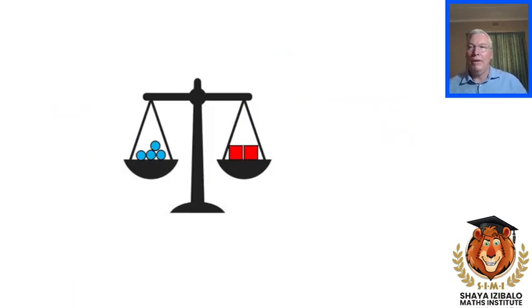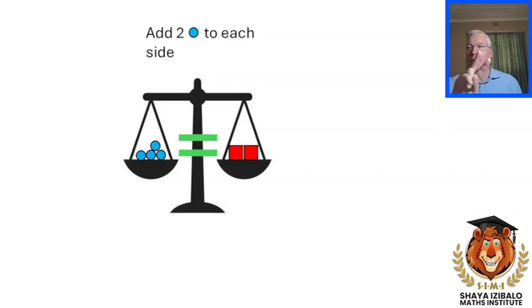Okay, I want us to think about an equation as a kind of a set of scales, all right? So those scales at the moment are balanced, all right? And that's like an equal sign. So 4 little green balls is the same as 2 red boxes, okay? Now, if we were to, let's say, add 2 balls to each side, right? Would the scale remain balanced? Of course it would, right? Okay, it would remain balanced.